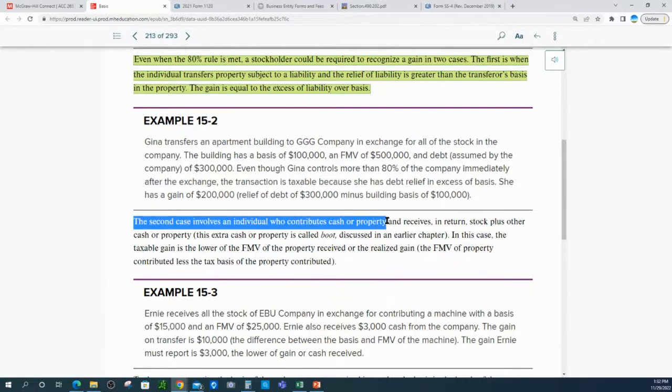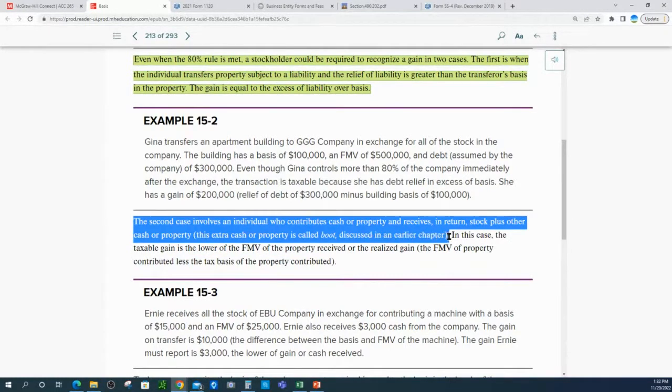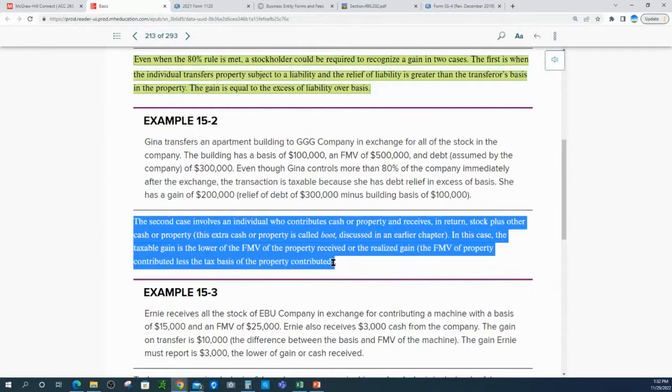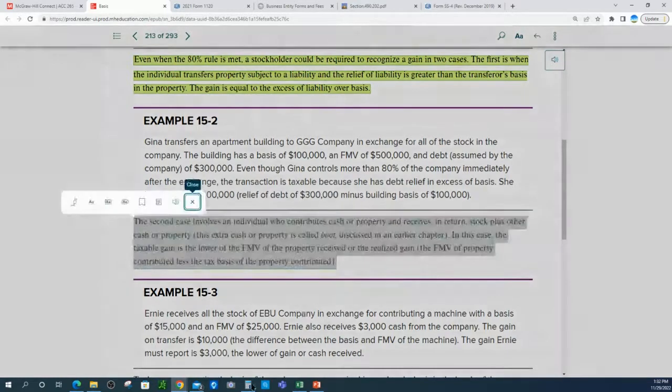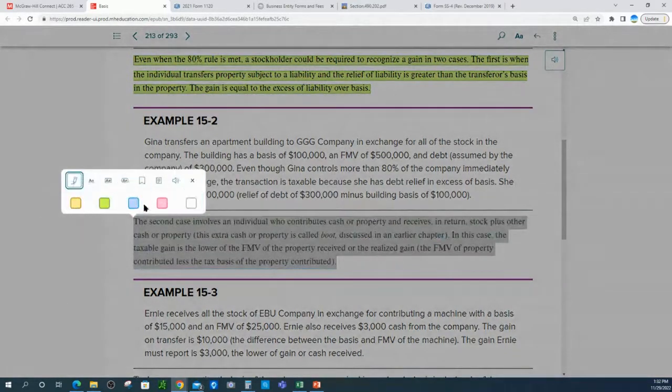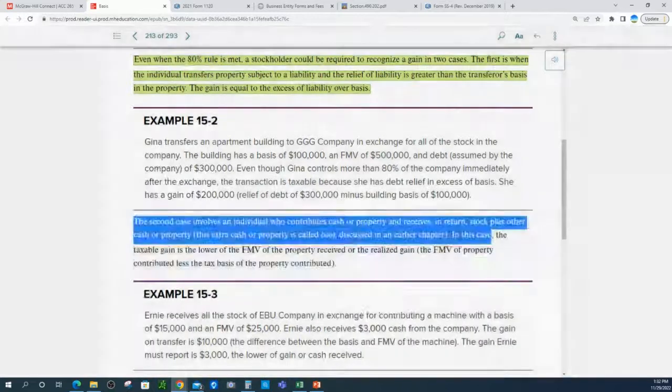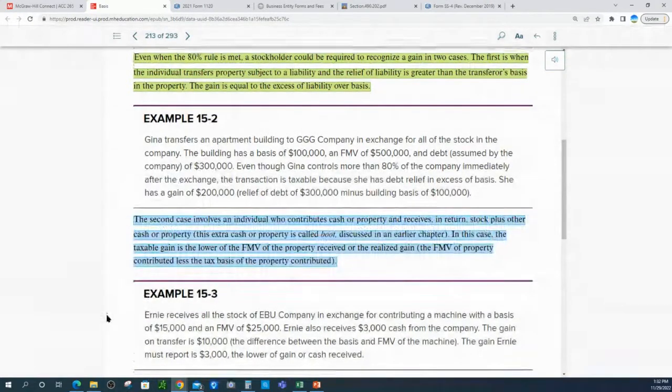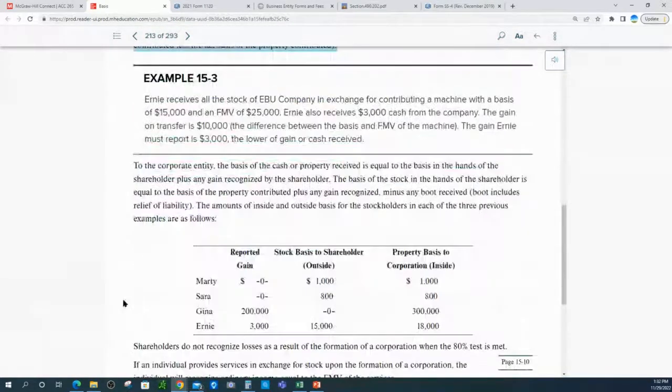Second case, when an individual contributes cash or property and receives in exchange not just stock, but some other cash or property. They call this boot. So the taxable gain is the lower of the fair market value of the property received or the realized gain. So let's take a look at how that would work as well. Examples are a little bit easier to understand.